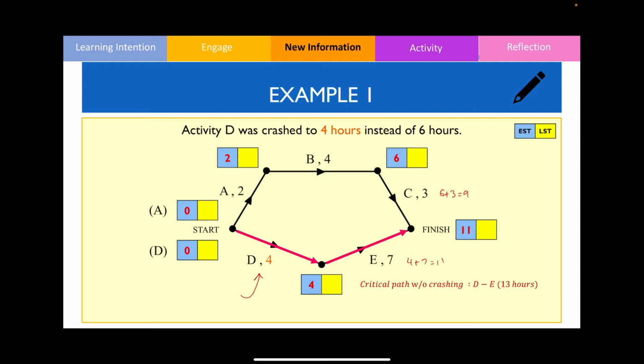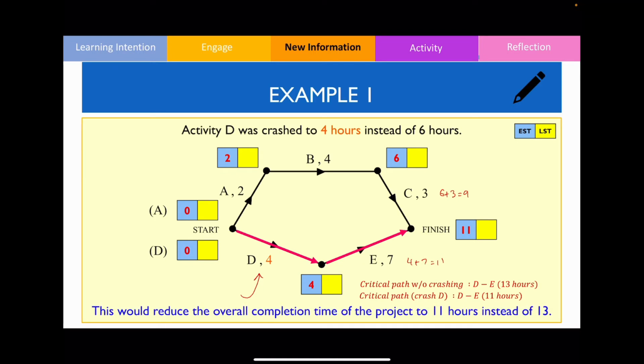As you can see, by crashing activity D to 4 hours instead of 6 hours, the new minimum completion time is now 11 hours. So now I'm hoping that you can start to see that we can minimize and reduce the overall time for us to complete the project by reducing the length of a critical activity. Let's go through a slightly more complex example.